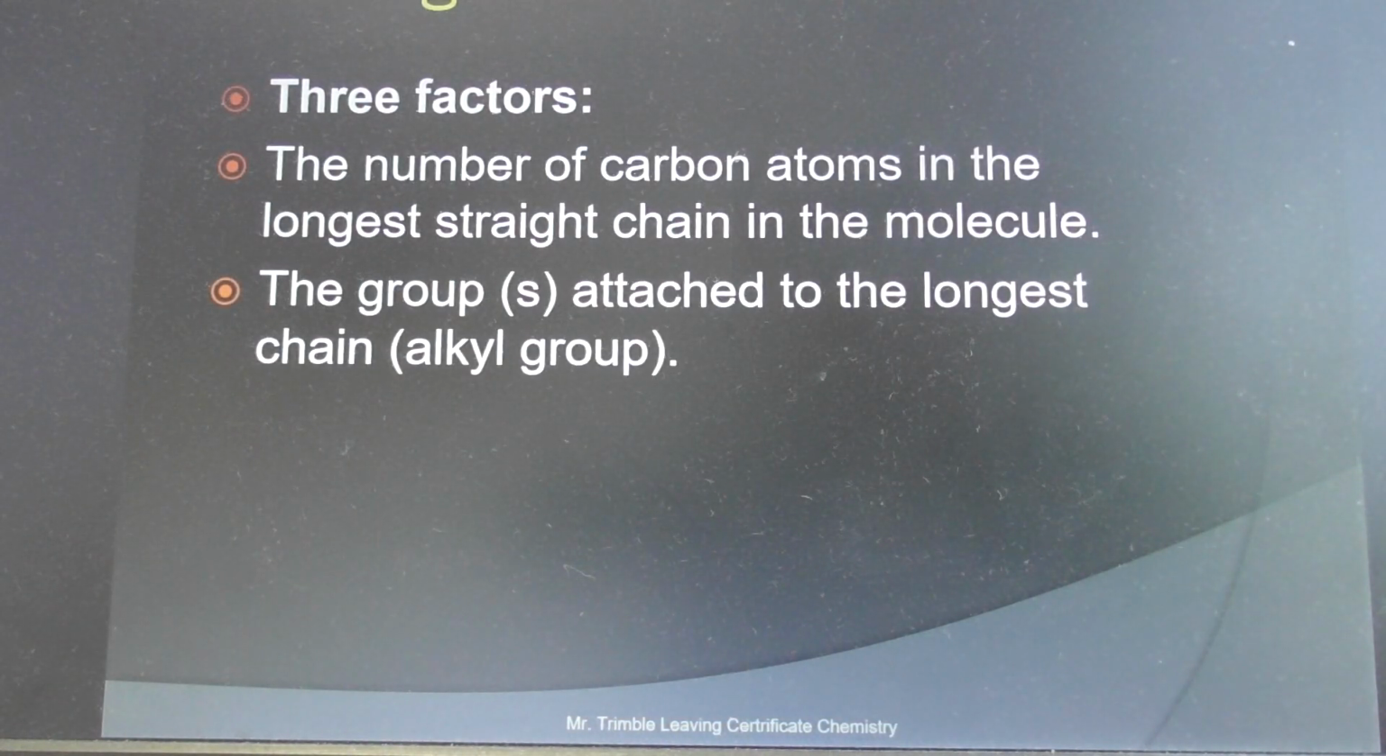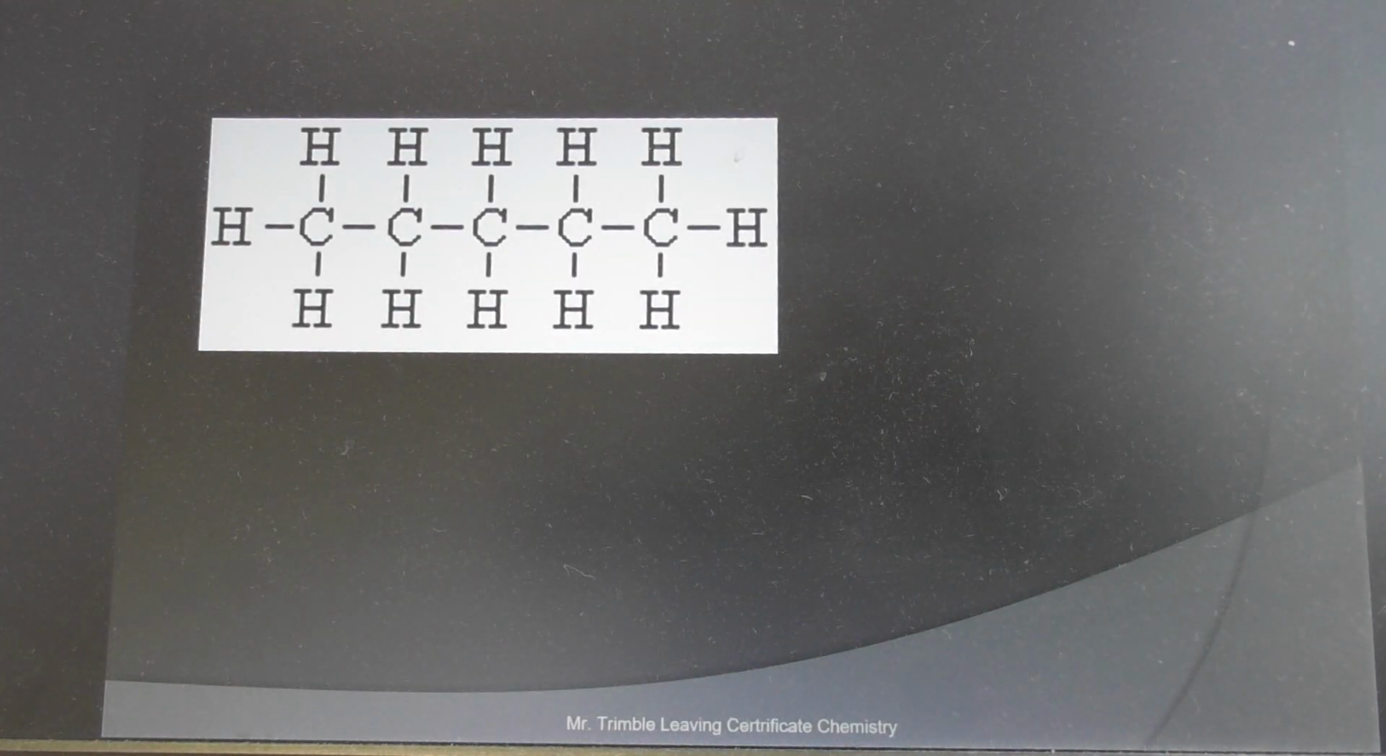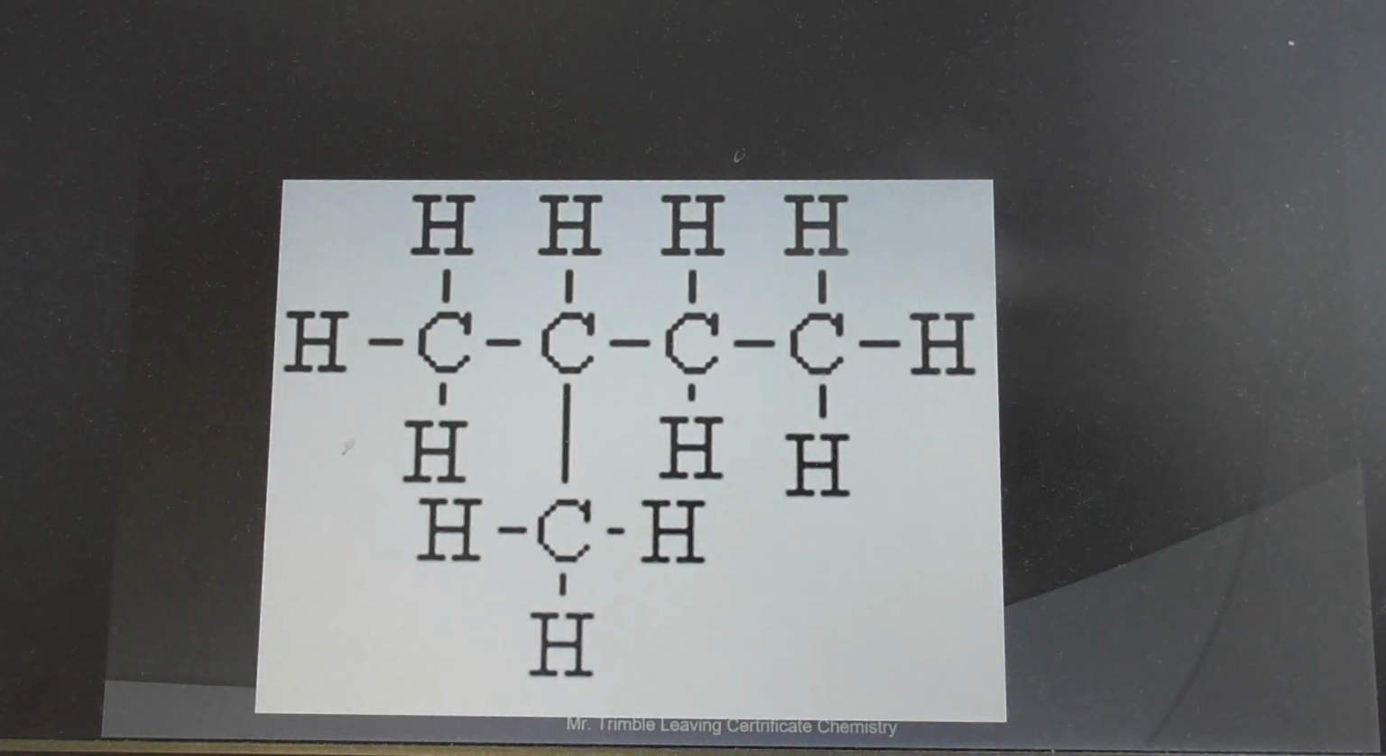There are 3 factors: the number of carbons in the longest chain is how you name the parent molecule, I like to call it, and then the groups attached to that longest chain. Normally for leaving cert that'll be an alkyl group most of the time, and the position where those groups are attached is what's important. So there's pentane.